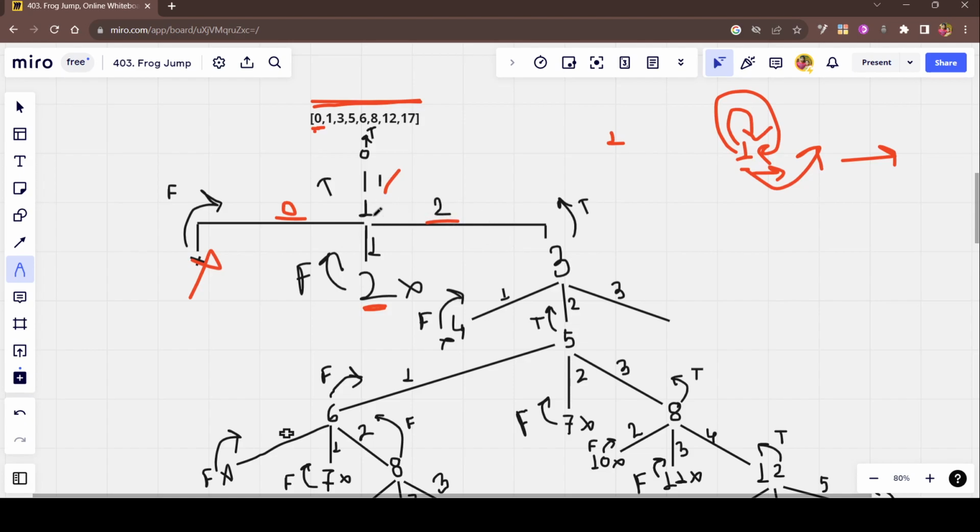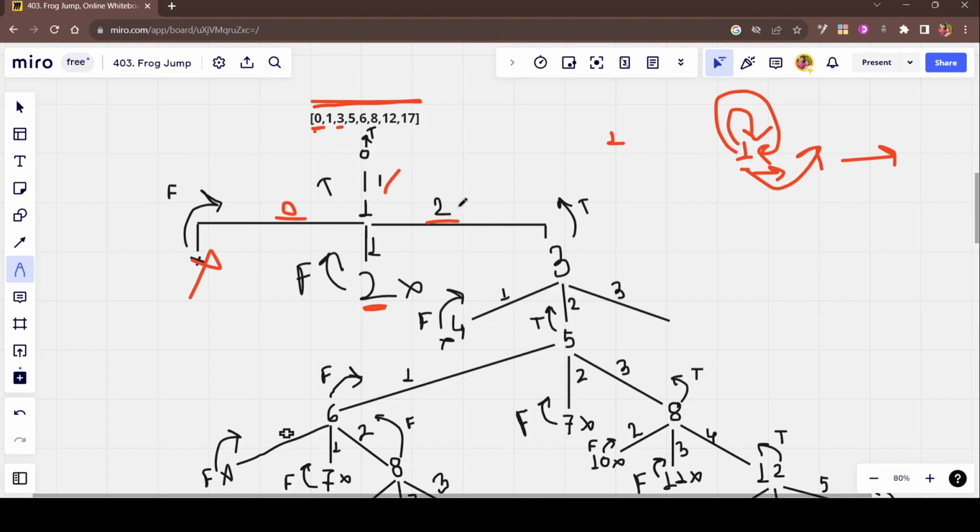Okay. Now it can jump 2 units. So the frog is now on 2 plus 1, which is the third position. So the third position is safe. Yes, the third position is safe because on the third position we have a stone. So the frog is safe. Now from the third position, where can the frog go?